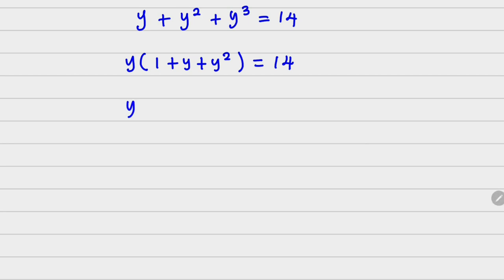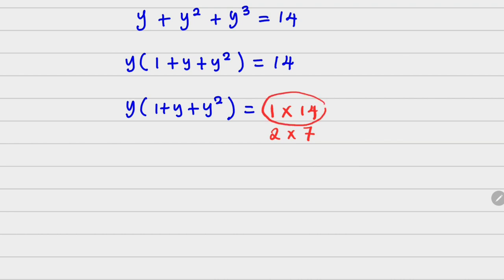Now, this is it. This y into 1 plus y squared will now be equal to either the product of 1 and 14, which is equal to 14, or the product of 2 and 7, which is equal to 14. These are the only two possibilities. But the issue is that this possibility cannot work. It will not satisfy the equation.